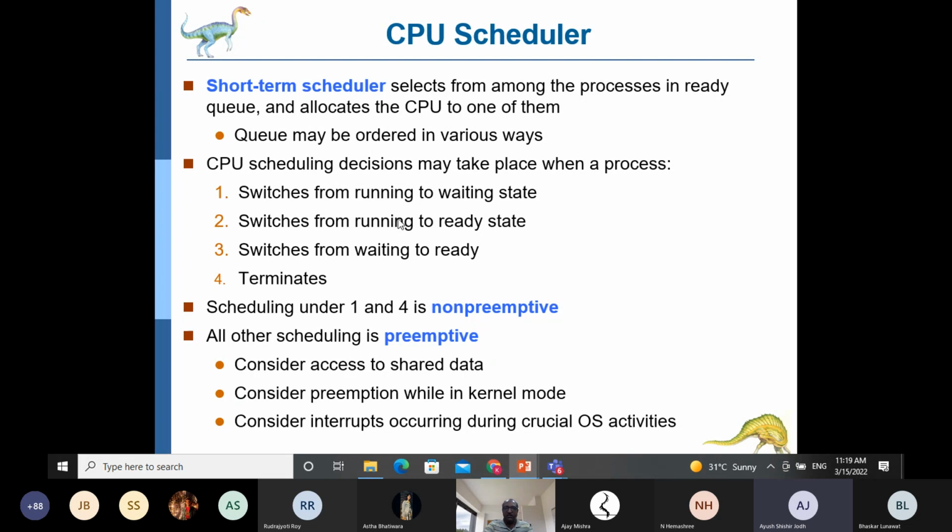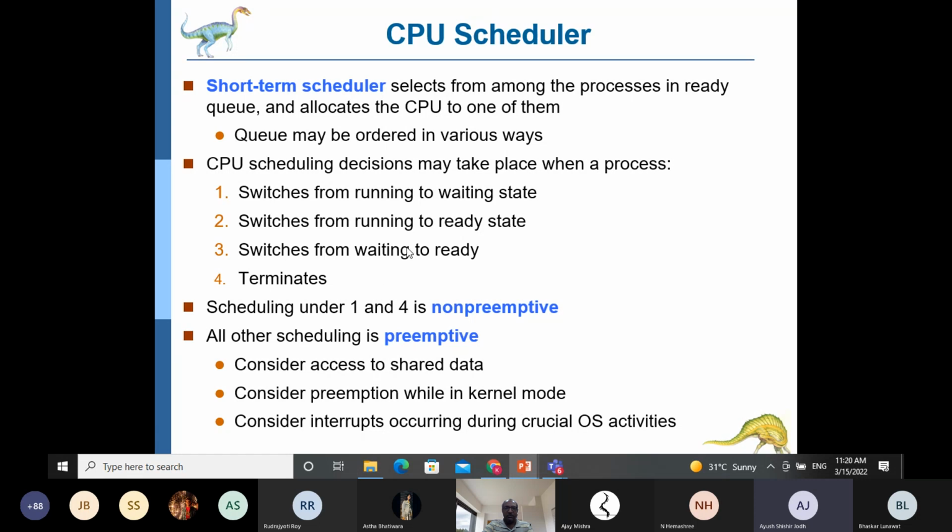It means that the process has not completed its computation with the CPU. If you offer some more time, the process will continue its execution, but it was stopped because it was moved from the running to the ready state. So some other process needs to be scheduled, and this is going to be preemptive scheduling.